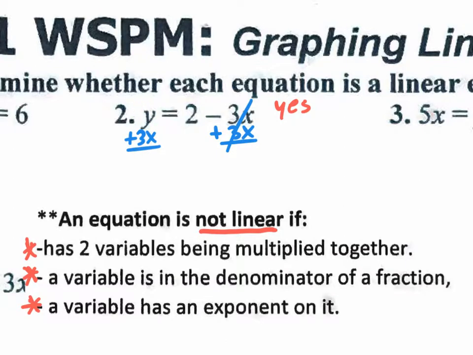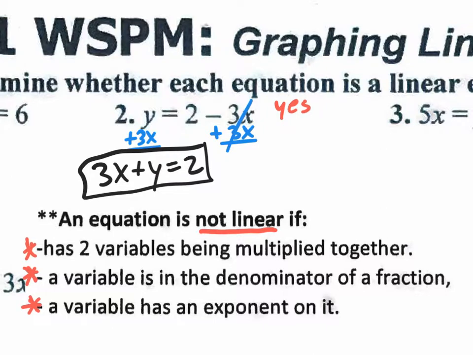So you're going to rewrite it. But of course, standard form is ax plus by equals c. So let's write it in that form. 3x plus y equals 2. That is standard form. That's the answer. So yes, it's linear, and then I rewrote it in standard form.